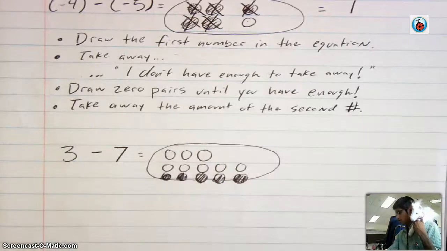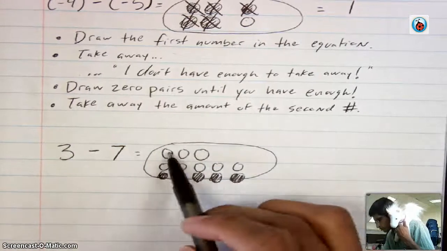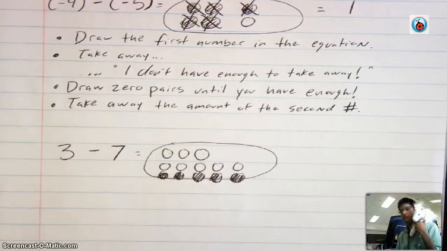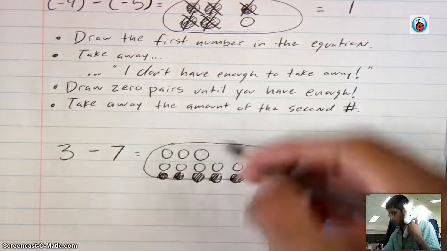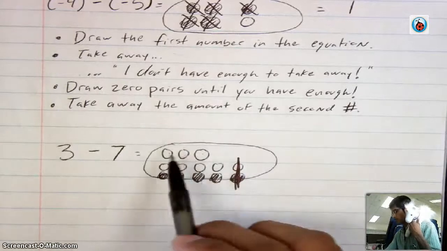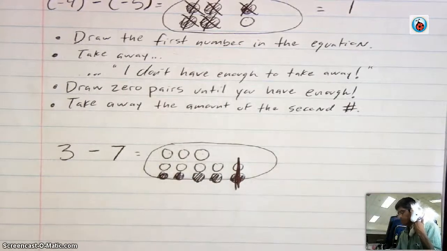I think you drew too many. I did? 1, 2, 3, 4, 5, 6, 7, 8. Oh yeah, I only want to take away 7. So you don't really need that last zero pair, do you? I guess not. I'll just go ahead and cross it out. I don't really need that zero pair because I only want to take away 7 positives.